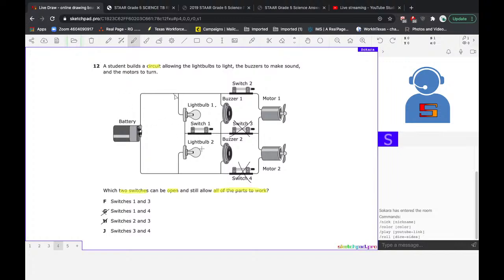And if we took this pathway, we wouldn't be able to get to the motors, and this path completely blocks the circuit from completing. Since we can't find a good path for this end of the battery to reach this end of the battery, we know that option J is incorrect, which leaves us with only one choice, option F.